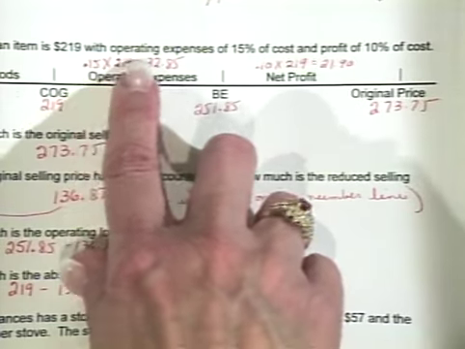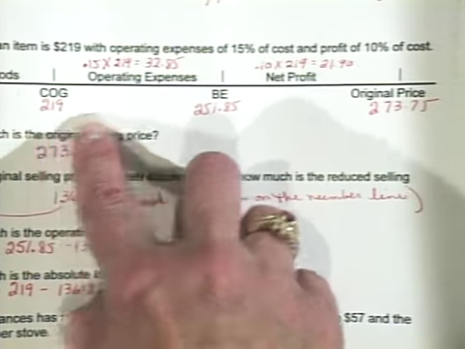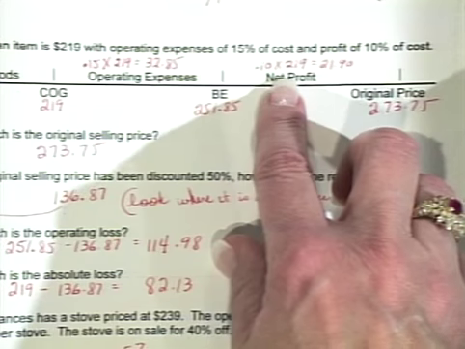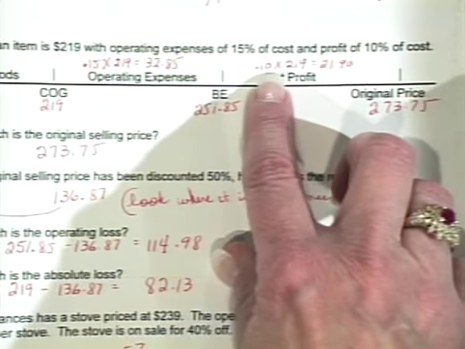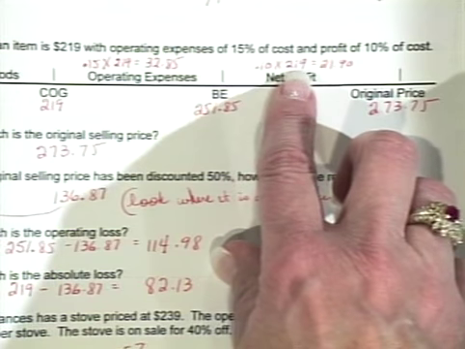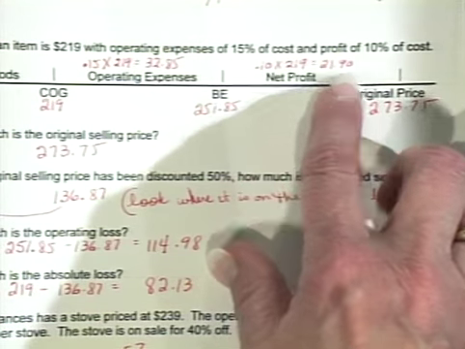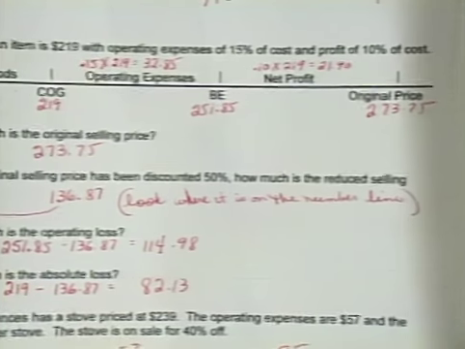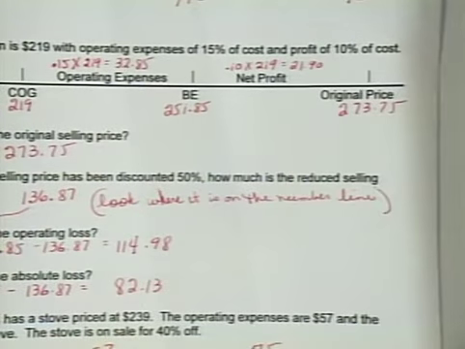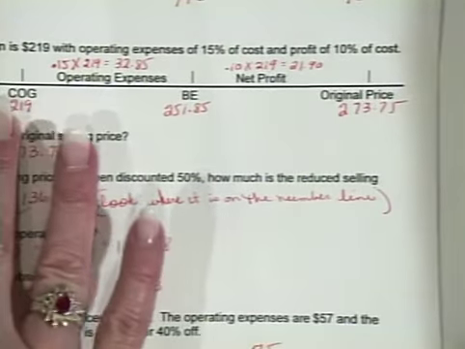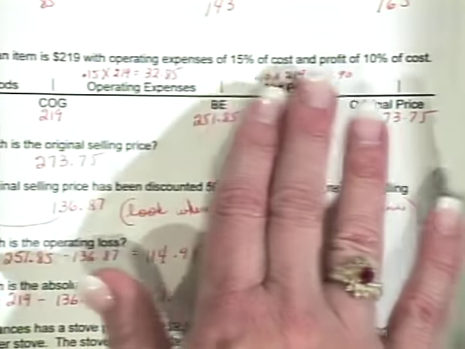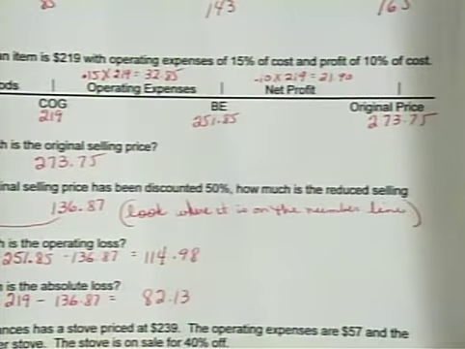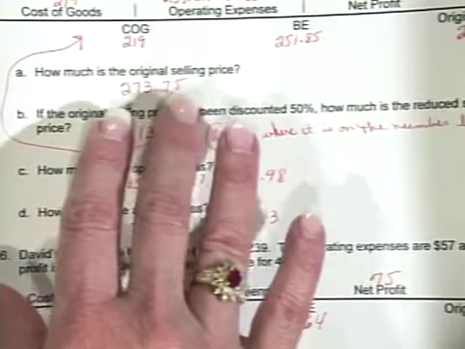I simply did 15% of the cost of the item. I've also decided that in order to decide what I'm putting something on sale for, I'm going to allow 10% for profit. So I'm going to do 10% of the cost of the item for profit, which is $21.90. I've decided to put a ticket on this for $273.75. Cost of the goods plus the operating expenses plus the profit will give me my original ticket price. So that's what the first question asks. What is the original selling price?